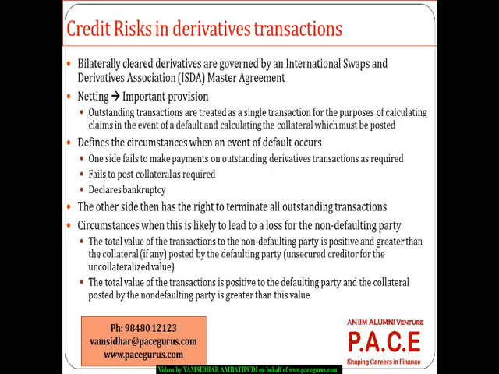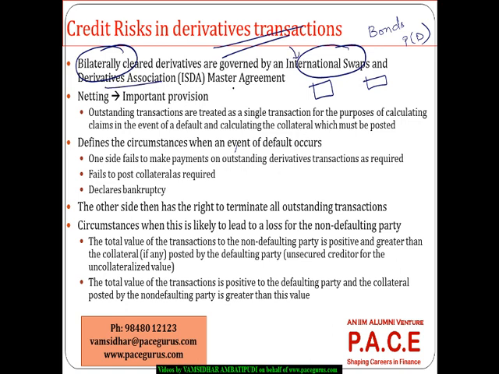Now we will move from credit risk in typical bonds and finding the probability of default to the way credit risk is present in derivatives transactions. Just to understand a little bit, any derivative transaction which is bilaterally cleared, meaning between two parties, is governed by an ISDA master agreement. ISDA is an organization, the International Swaps and Derivatives Association. They have a master agreement, and different provisions are there as part of it.